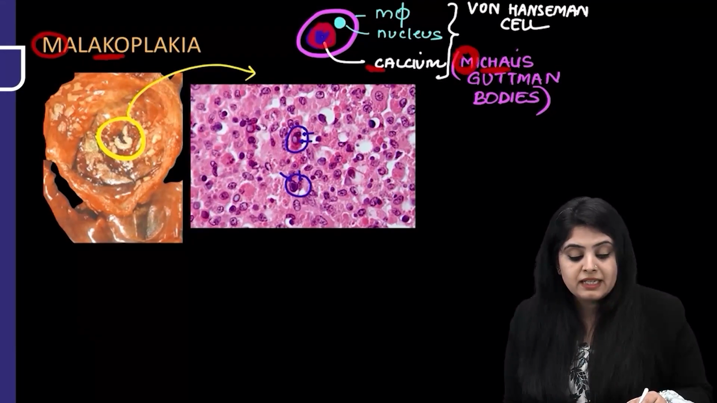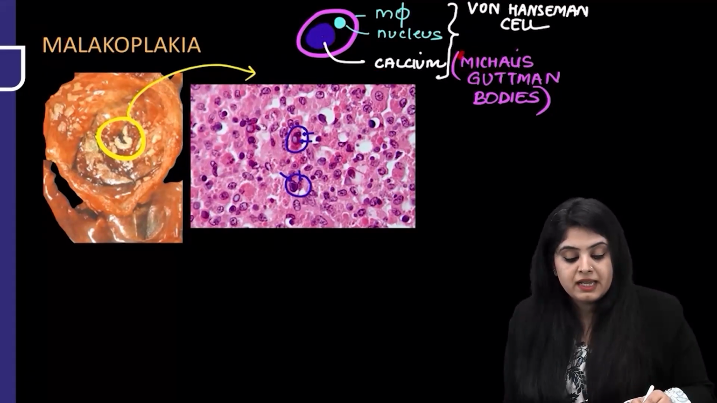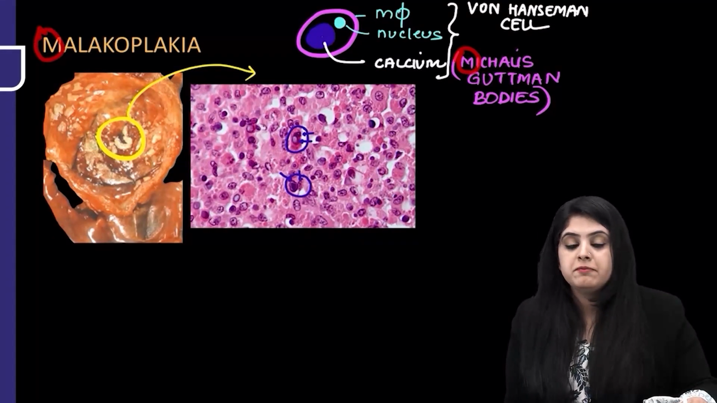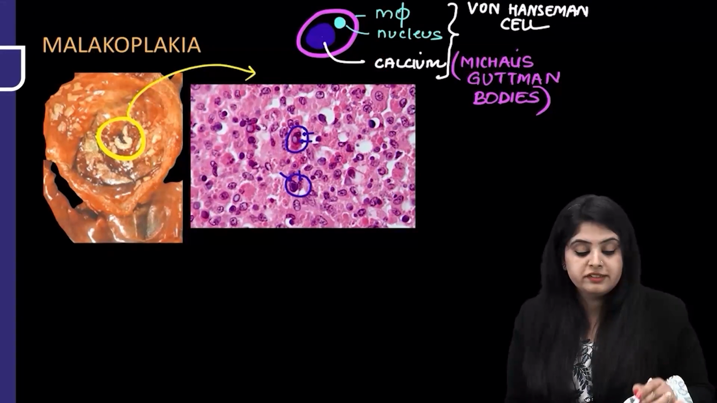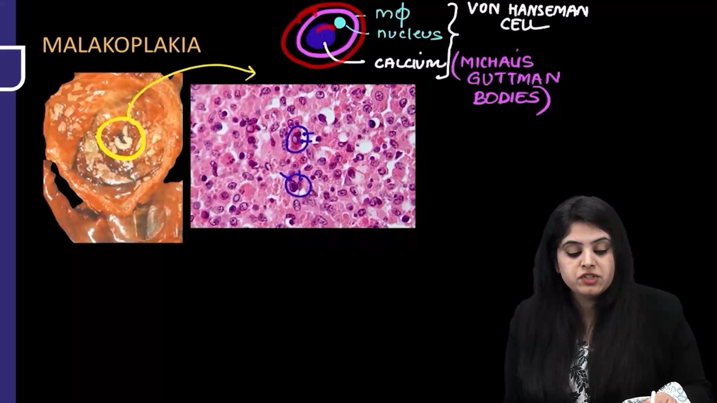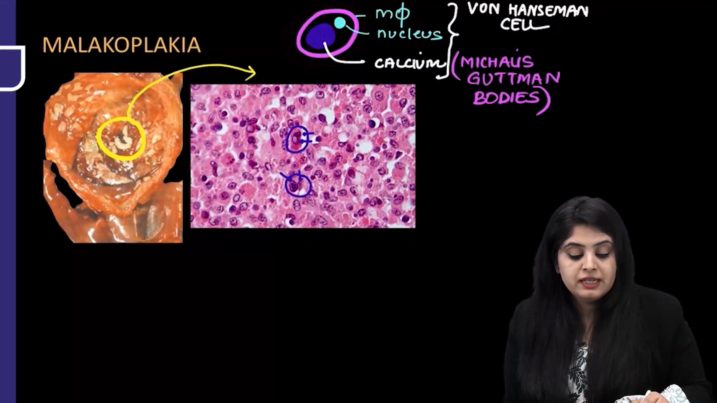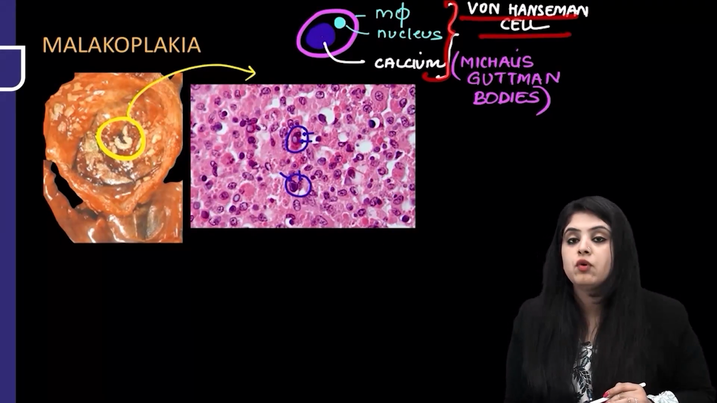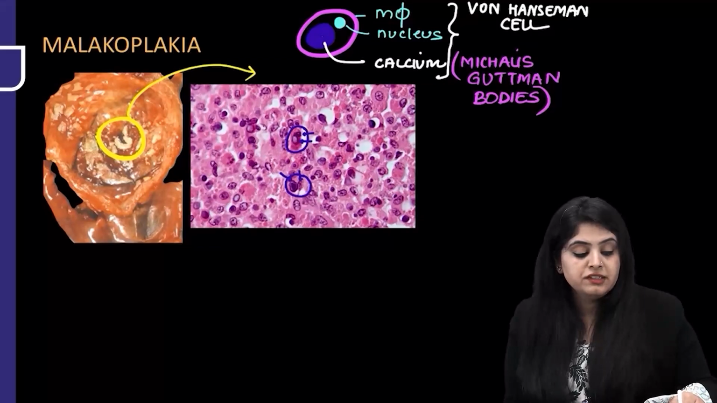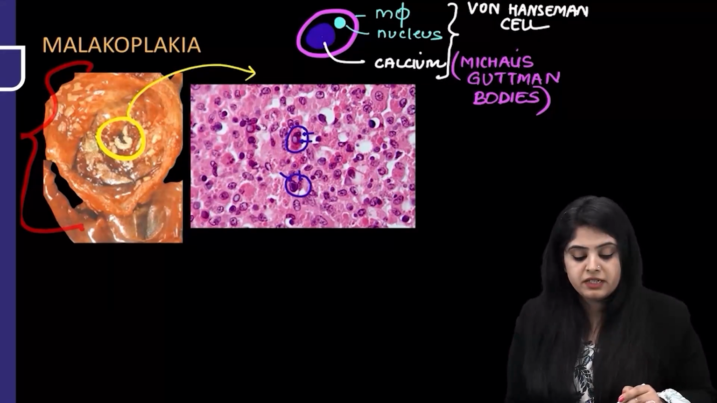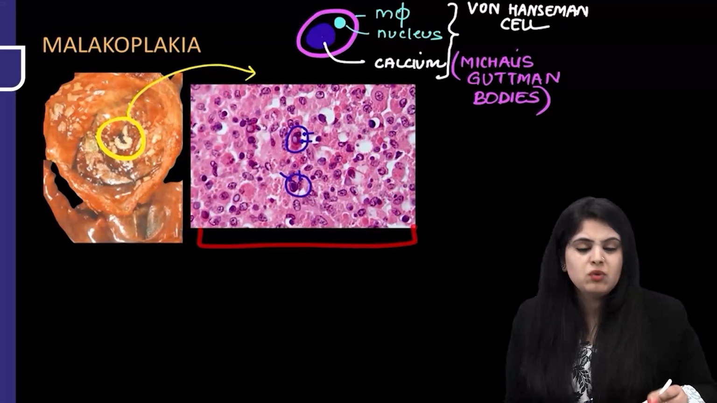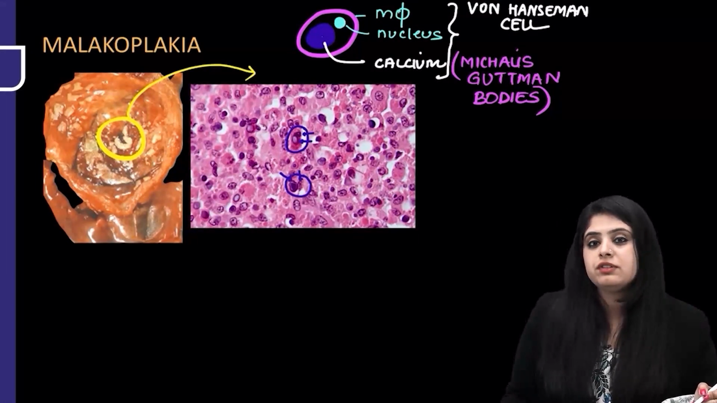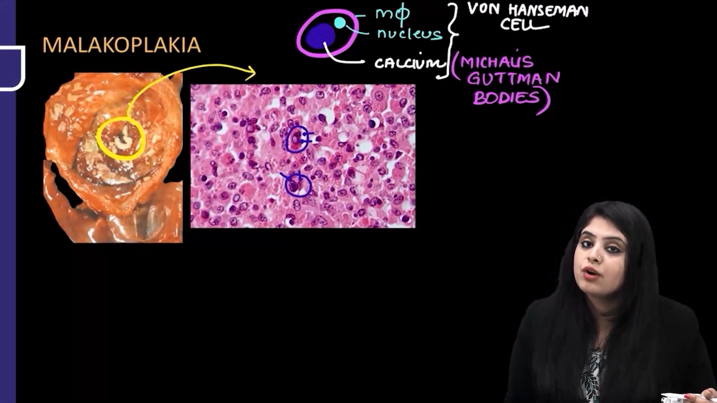Will you remember? Michaelis, repeating once again, Michaelis is seen in malakoplakia, M for M. Malakoplakia has a K sound, Michaelis has a K sound, calcium has a K sound. So they are all the same. And what is that entire cell known as, which has eaten up the Michaelis-Gutmann body? The entire cell is named after the scientist, that is the von Hansemann cell. So now imagine this clinician, after looking at this, was very worried: is it cancer or not? But when you did a biopsy, you could tell him that no, Michaelis-Gutmann bodies are seen, this is a phagocytosis defect, this is not a cancer, so do not be worried.